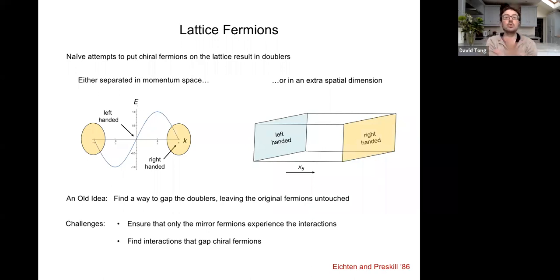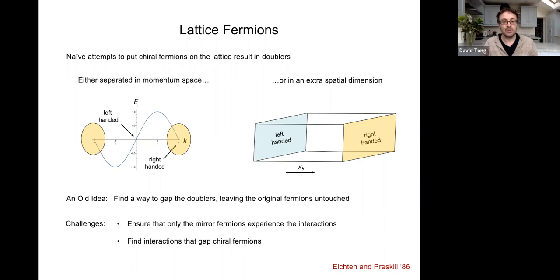So there's an old idea on how to resolve this. The idea goes back to work of Eichten and Preskill in the 1980s. And the suggestion is that maybe one can turn on some strong coupling effects that give masses just to the mirror fermions, just to the fermion doublers. That means in this setup, give masses just to the fermions on the edge of the Brillouin zone. That was actually what Eichten and Preskill were discussing. Or in a domain wall setup, give masses just to the fermions that live on one edge and not the other.